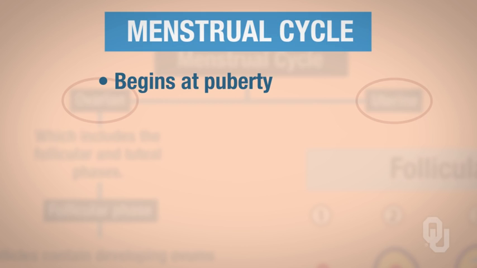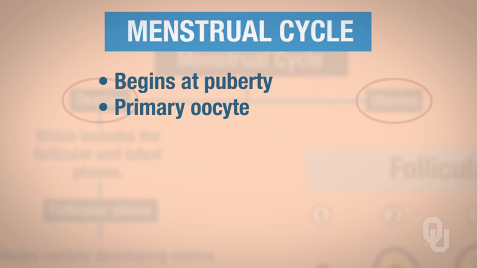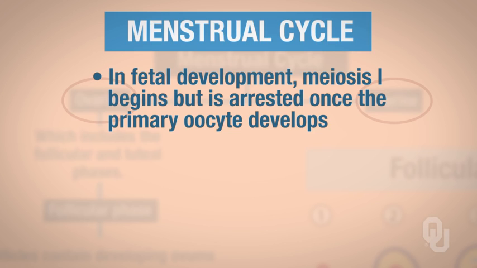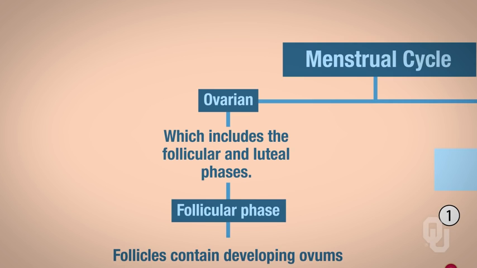So at puberty, are we dealing with a primary oocyte or a secondary oocyte or an oogonia? What are we starting with if we're beginning this at puberty? So you should say that we're beginning with a primary oocyte, because remember in fetal development, meiosis 1 begins, but it's arrested once the primary oocyte develops. And so that meiotic period that's arrested starts again at puberty. So this primary oocyte is what we will begin with at puberty. So let's go through the ovarian cycle first.